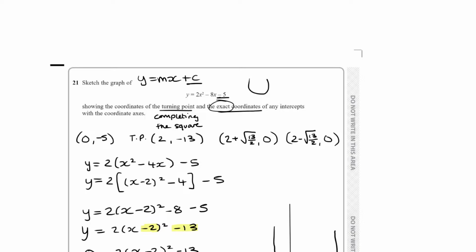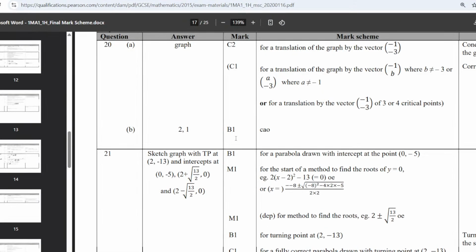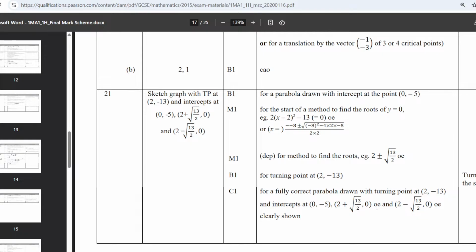I can check. They have said "or equivalent", but if you've done an estimate, it wouldn't be the equivalent, would it? So I don't think they would allow that. I'll show you the mark scheme. You see here, turning point 2, -13, so that is just nice numbers. The intercept 0, -5 is quite nice too. But then you see how they've literally left it like that. You could put root 6.5 if you want, but they haven't expected you to work it out. And they've said here, or equivalent.